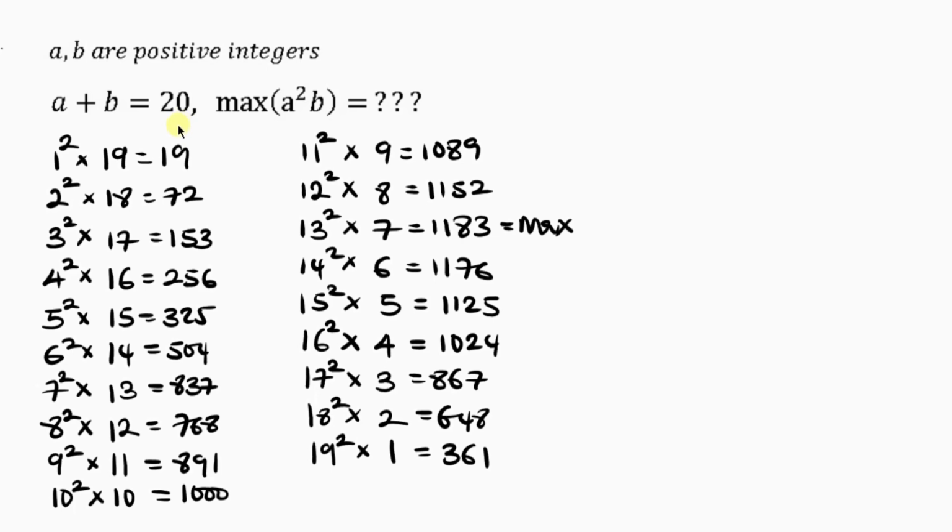Well, this method works because 20 is a smaller value. But what if we were given a much larger value? For example, 5,000. You would not want to use this method. So this brings us to our second method.